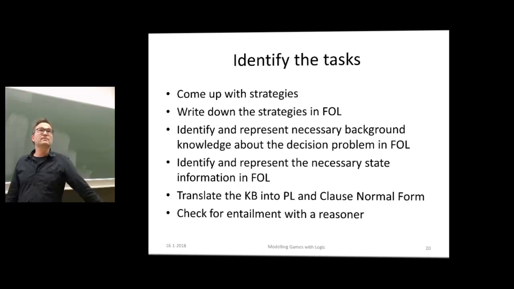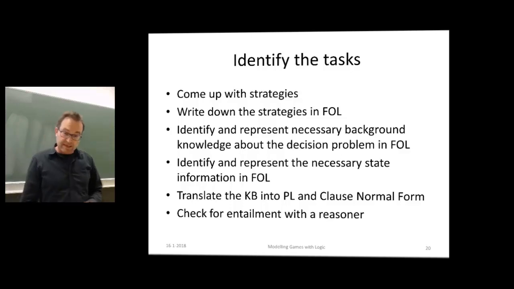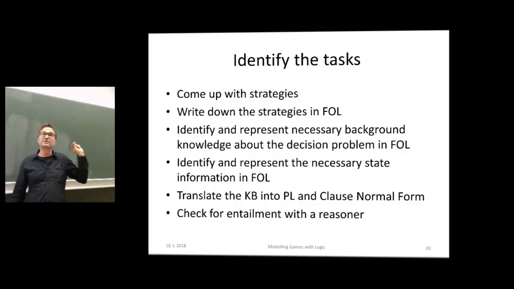So what do we need to do? We need to identify the task that we want to solve, and we want to write it down as a strategy in first-order logic. There are usually different things. We can have knowledge about the environment, the generic knowledge about the environment. But we also have specific information about the state we are in and the state we could move to given a certain decision that we take. And then in our case, it's now translating the knowledge base into propositional logic and clausal normal form, and we're going to practice this now, given some examples.